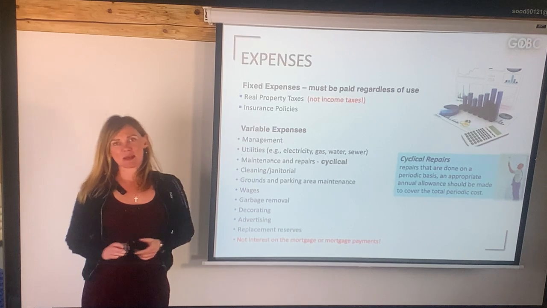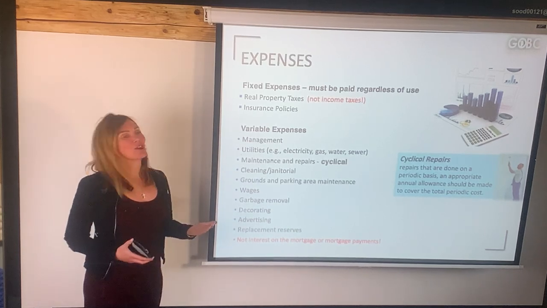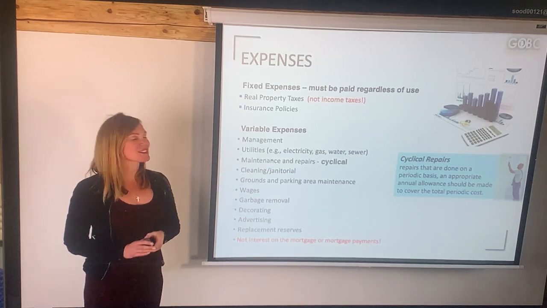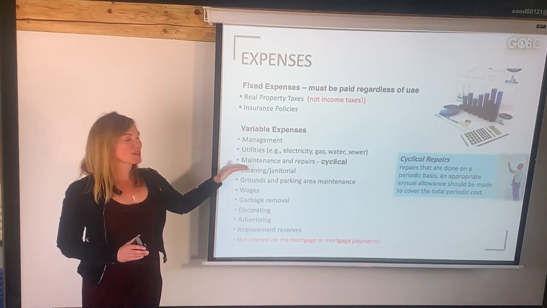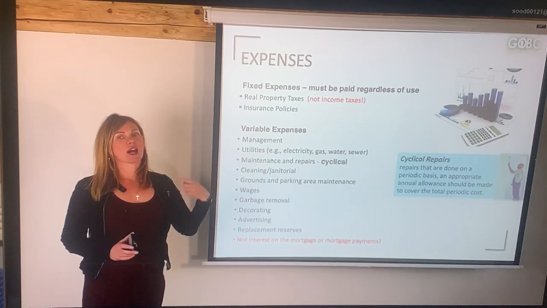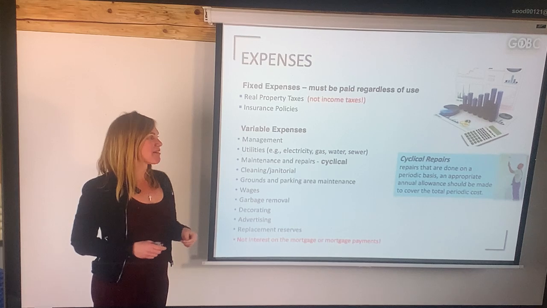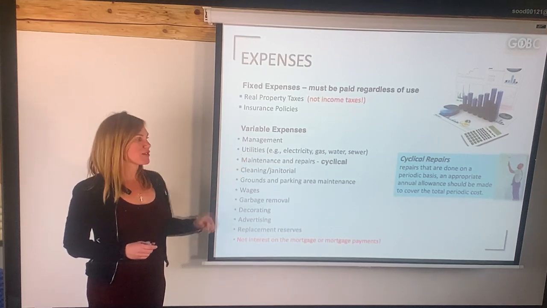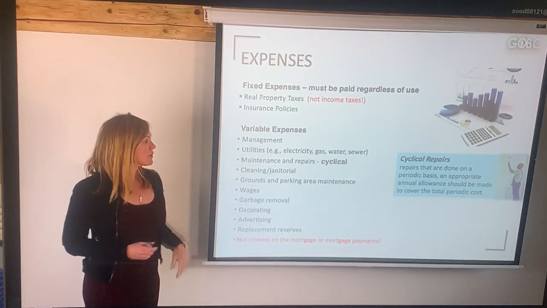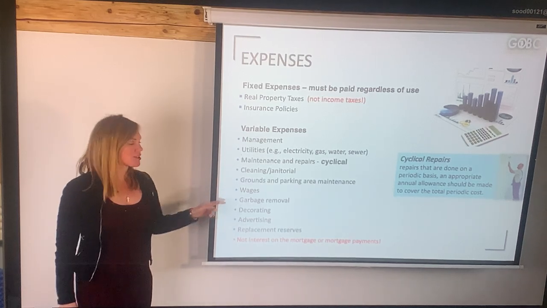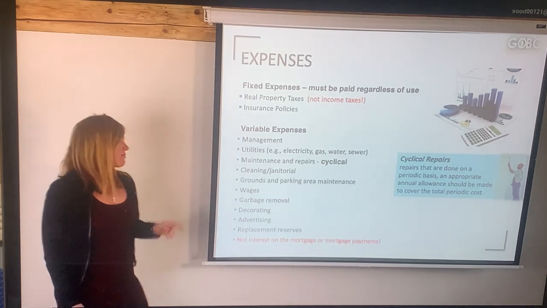Then we have the variable expenses, like anything that happens as you go. Management, utilities, you have to pay for your electricity. Maintenance and repairs. Now that's cyclical repairs. Maintenance and repairs is cyclical. Now what is cyclical? It means it has to happen on a periodic basis, so it's like a cycling. It constantly happens, and you have to have some type of allowance set up for yourself on a yearly basis for that too. Cleaning, janitorial stuff, grounds and parking area maintenance. Sometimes you'll have to pay wages to maintain the property, garbage removal, decoration stuff, advertisement, replacement reserve.